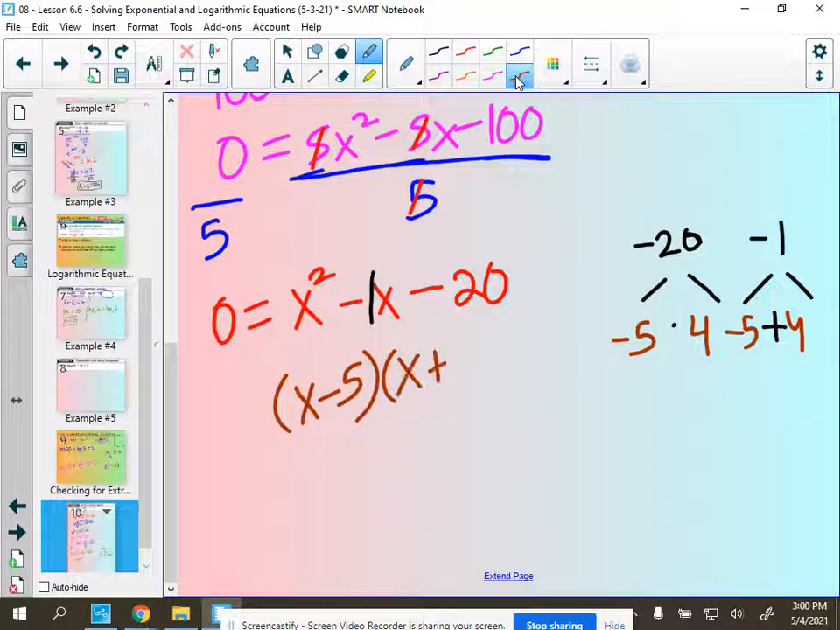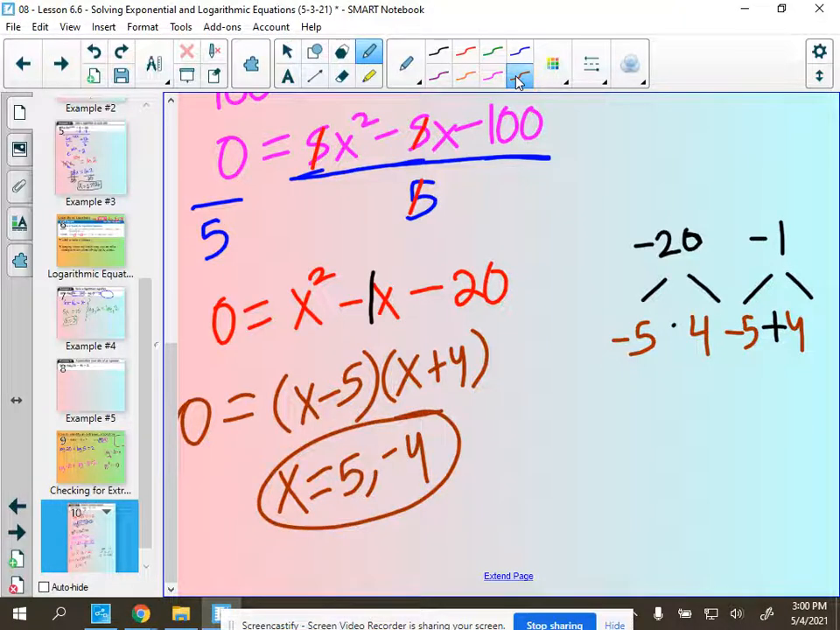x plus 4. And I know if we can get here, everybody knows the finish. All right, sweet. x equals 5, x equals negative 4. So we got two solutions. So now we're basically picking up right where we did that practice checking for extraneous solutions.